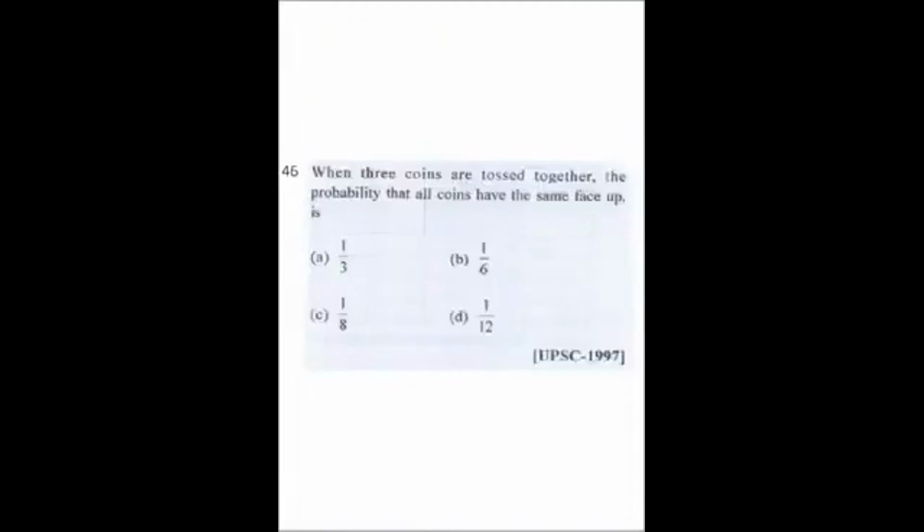When 3 coins are tossed together, what is the probability that all coins have the same face up? So 1 by 2, 1 by 2 and 1 by 2, and they are independent, so we will multiply. So this is equal to 1 by 8. So the answer is C.